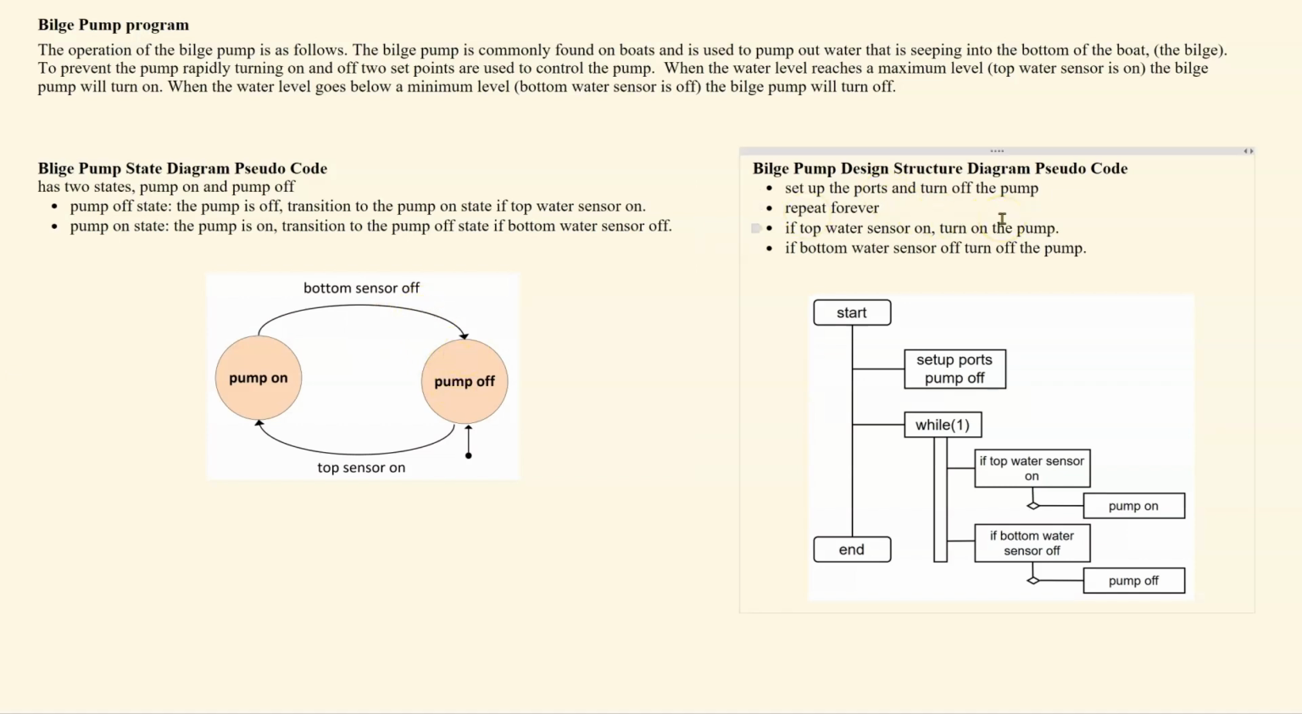Similarly with the structure diagram, we can show it here. We start, set up the ports, stay in a while one loop. If the top water sensor is on, the pump will turn on. If the bottom water sensor is off, the pump will turn off.